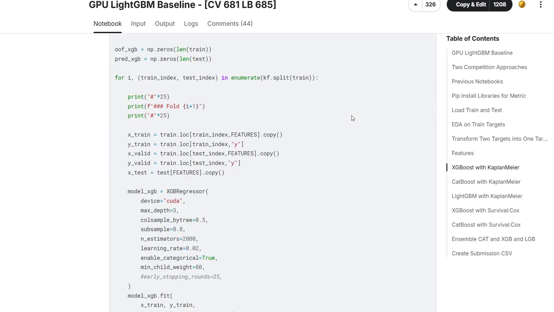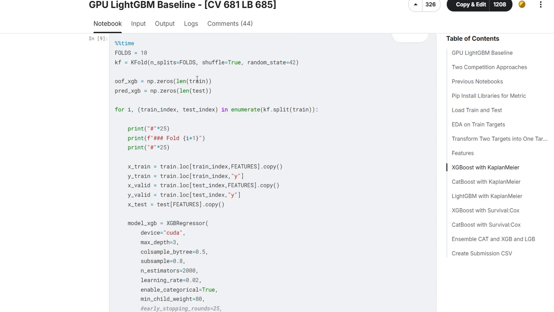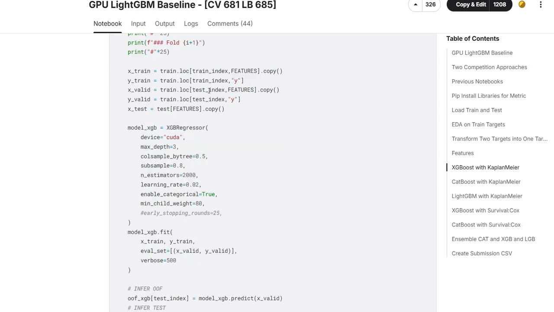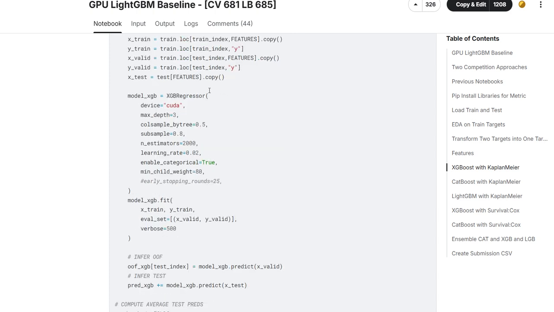This means the data is split into 10 parts, the model is trained on 9 parts and validated on the remaining part, and this is repeated 10 times with different splits. This gives us a more robust estimate of how well the model generalizes.